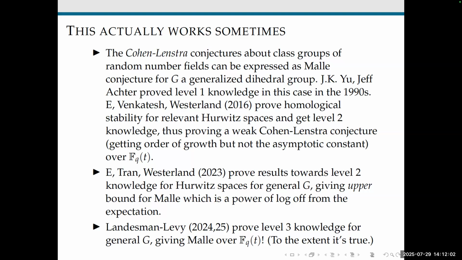But quickly after that, there was a wonderful breakthrough paper by Aaron Landesman and Ishan Levy, which gets all the way to level 3, and for a rather general group. There are some caveats, but to the extent that Malle's statement is correct over F_q(t), I think that's basically proved in their papers. That's a very satisfactory story about what happens with Hurwitz spaces.